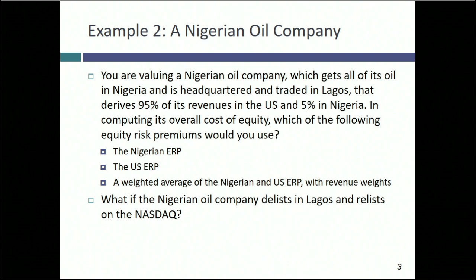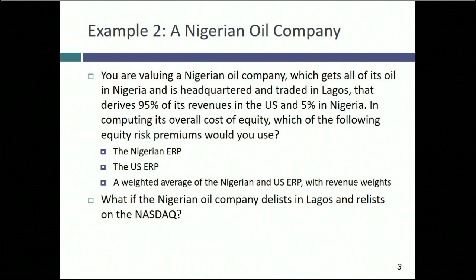What if the Nigerian company delists in Lagos and relists on the NASDAQ? Will its equity risk premium now become the US equity risk premium? I know it's an absurd question, because delisting in Lagos and relisting on the NASDAQ doesn't make its oil reserves move from Nigeria to the US.